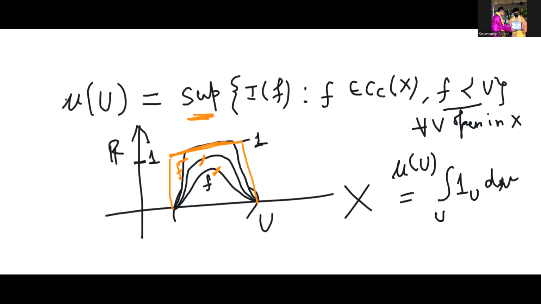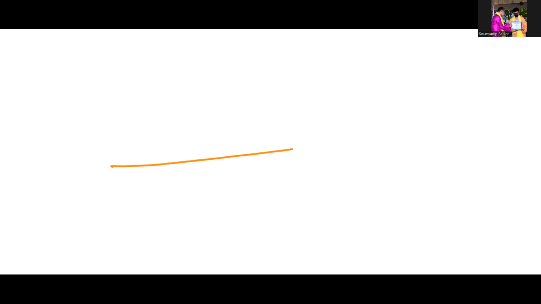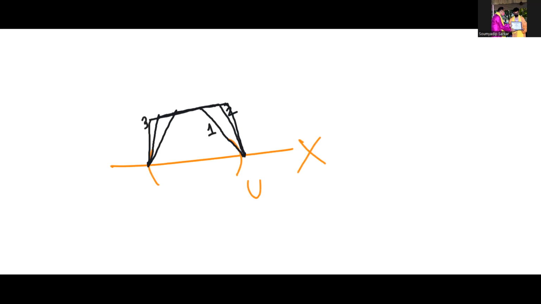So I think you have to take something like this, maybe. So this is your x and this is your u. So you have to take this kind of functions. For example, you take this thing first, then you take this thing second. So this is your first function, this is your second function, and then this is your third function. Basically you are allowing more and more values in the range to take the value 1. That is my goal, actually.